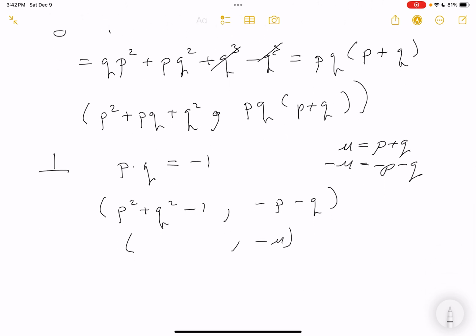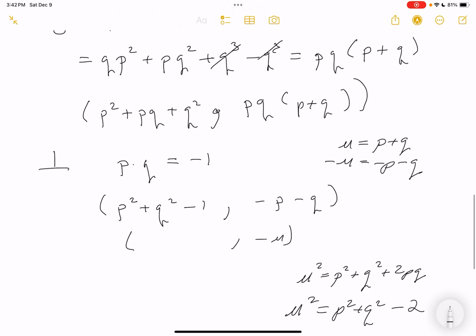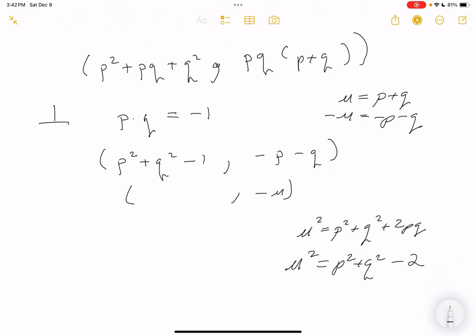Next thing up, I got to square that U. So U squared would be P squared plus Q squared plus 2PQ. So U squared would equal P squared plus Q squared. Remember, PQ is -1, so it's -2. So what do I get over here? Again, I want to get this thing. And how do I do that? I'd have to add 1 to both sides.